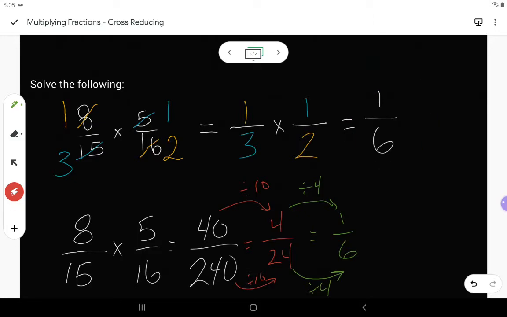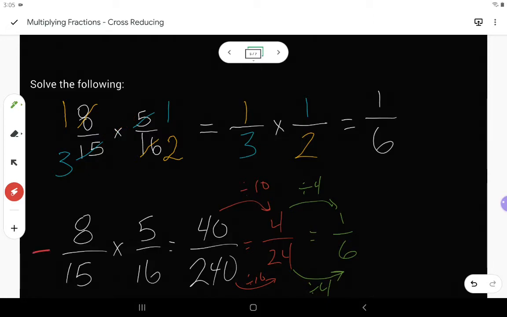Doing your cross-reducing allows you to find common factors when the numbers are smaller. Look how big this number gets when I multiply 15 and 16. 240 is a giant number. I don't want to look for common factors between 40 and 240. Those numbers are so big. It's way easier to see common factors when you go back and you look at just 8 and 16 or 5 and 15. It's so much faster to find common factors that way.